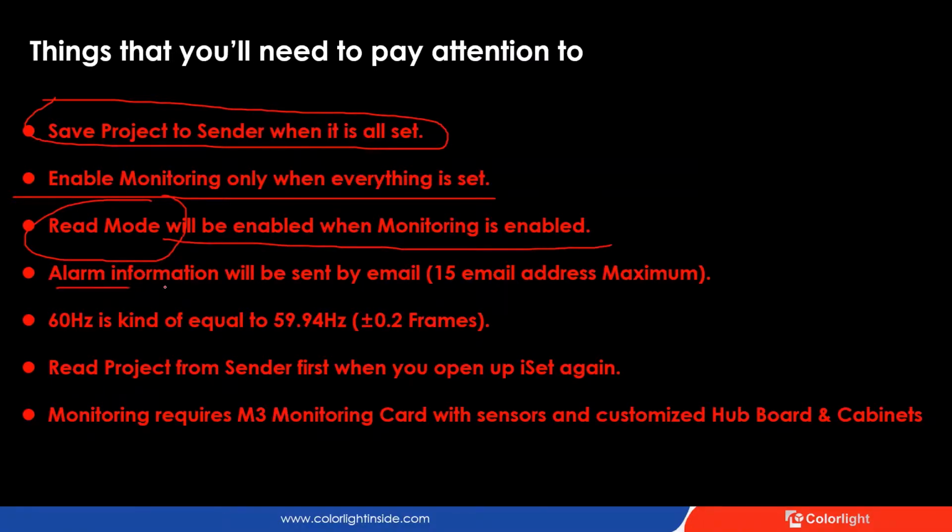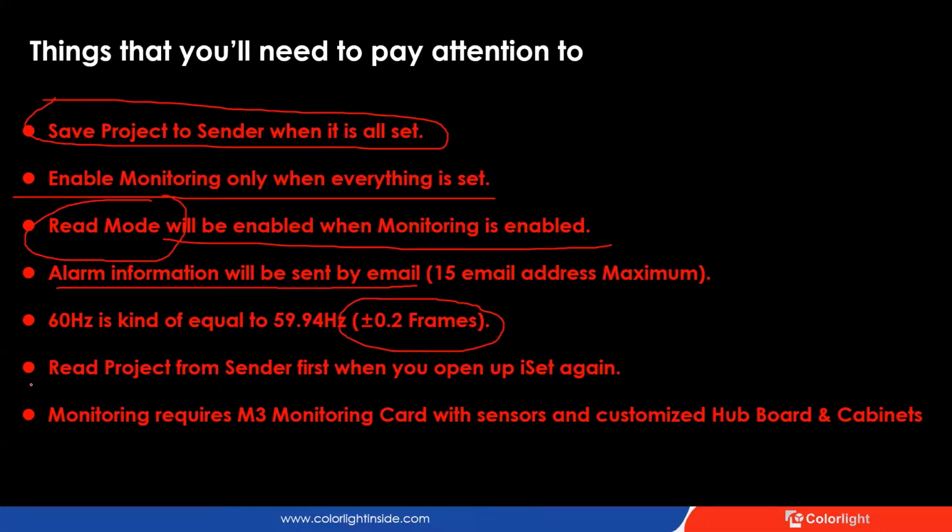And the alarm information will be sent by email, and you could add a maximum of 15 email addresses. You may find that sometimes you will get 60 Hertz or 59.94 Hertz, and there will not be any alarm information because they are close to each other. So we leave some tolerance in case there would always be alarm information.